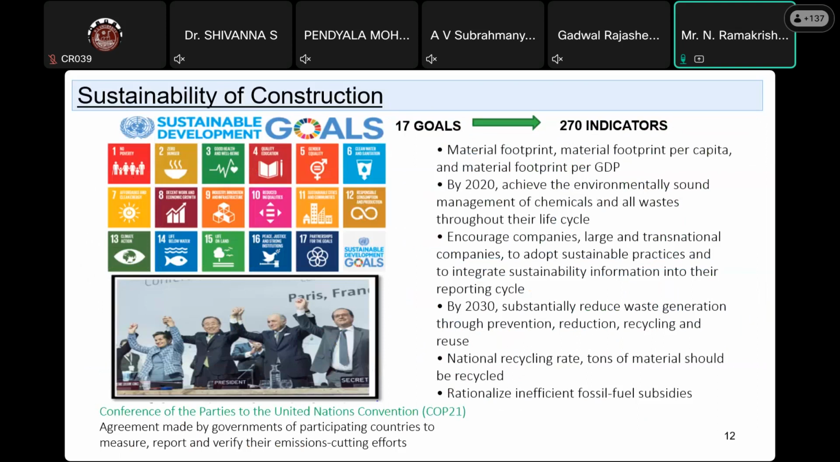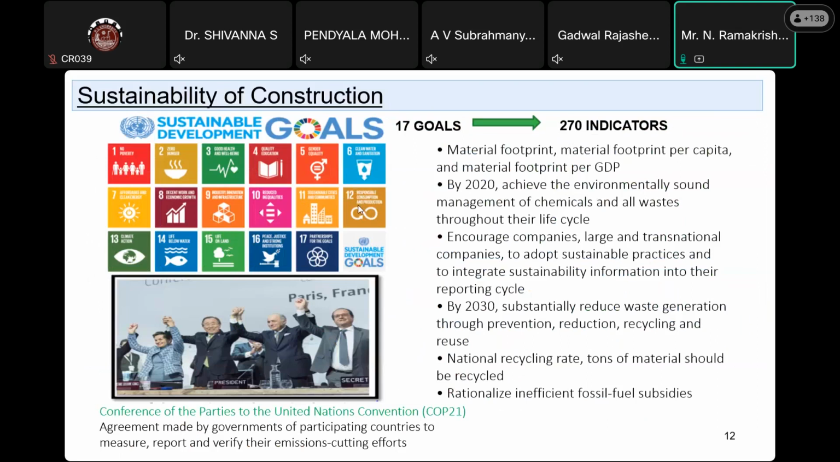So the 17 goals which they have defined: the first one is no poverty, zero hunger is the second one. The third one is good health and well-being. Fourth one is quality education. Fifth one is gender equality. Sixth one is clean water and sanitation. Seventh one is affordable and clean energy. Eighth one, decent work and economic growth. Ninth one is industry, innovation and infrastructure. Tenth one is reduced inequalities. Eleventh one is sustainable cities and communities.